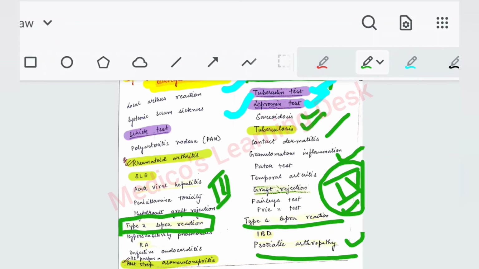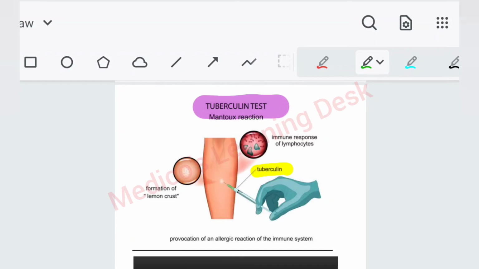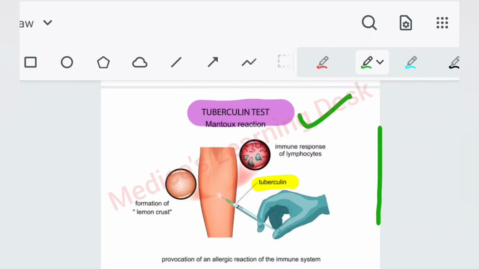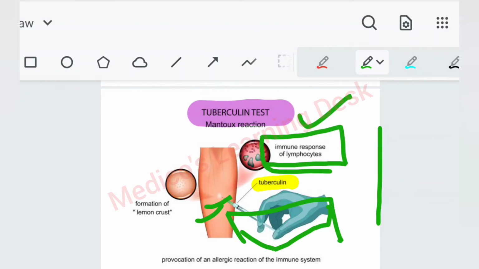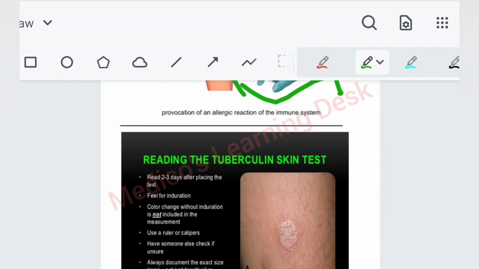Okay, so now let's see the 2 tests. Tuberculin test, how is it done? That is our Mantoux test. Tuberculin test, also known as Mantoux test. So here we inject tuberculin intradermally, and then there will be an inflammatory response of the lymphocytes. Okay, T cell mediated response will be there.